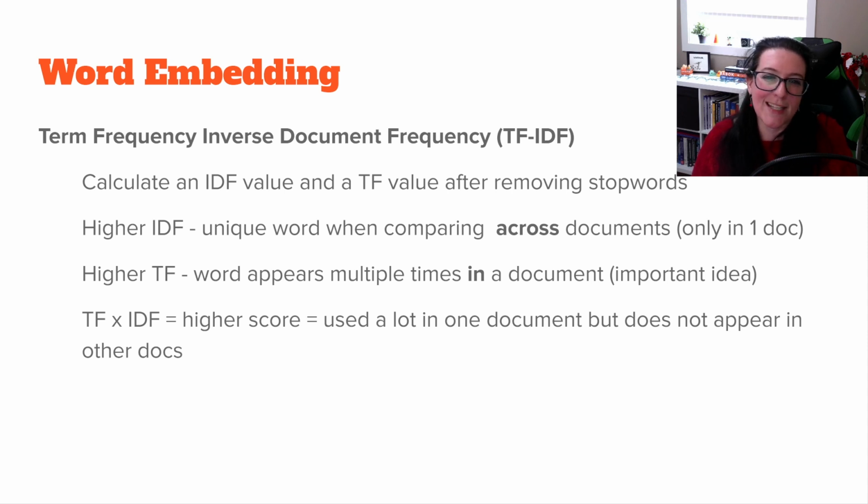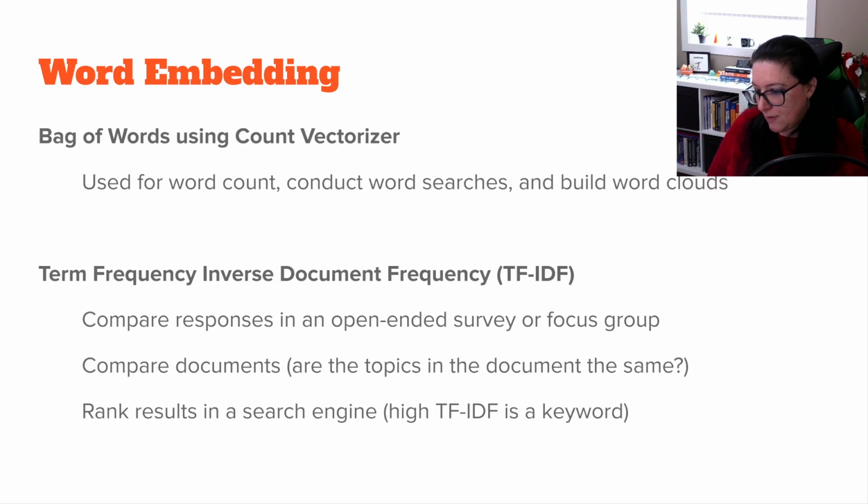What we're looking for is a TF-IDF score. A higher score tells us that a word is used a lot in one document, but that it is rare. It doesn't appear in lots of other documents. And so we can use TF-IDF to rank results in search engines. High TF-IDF is a keyword and is unique to that particular document or location.